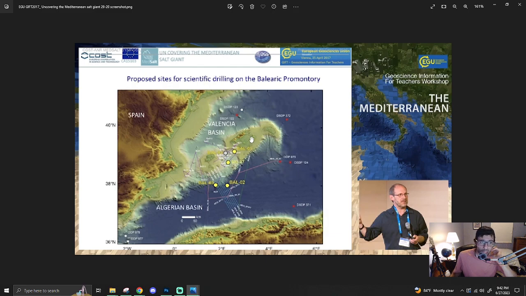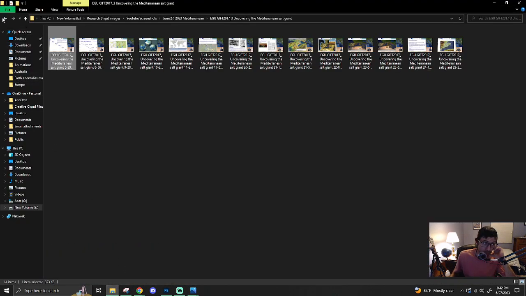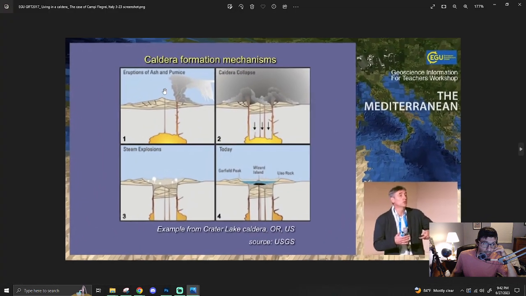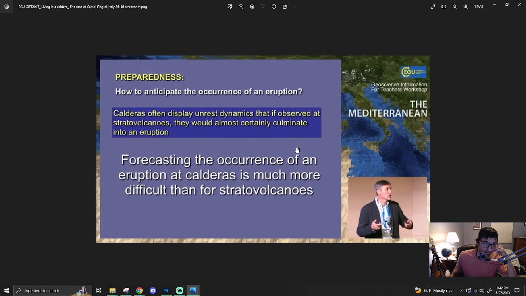Proposed sites for scientific drilling. Okay, that's that one. I might as well just real quick. This is just about dead volcano. Caldera. Examples. This was just examples.